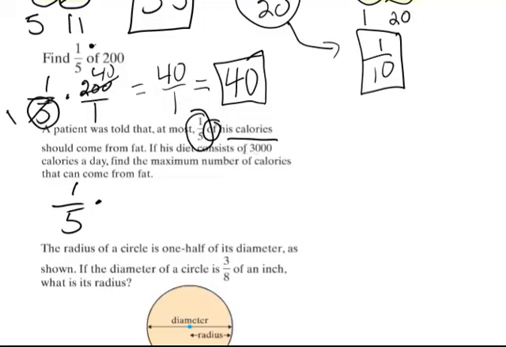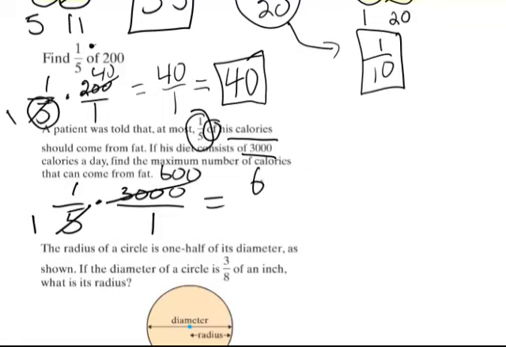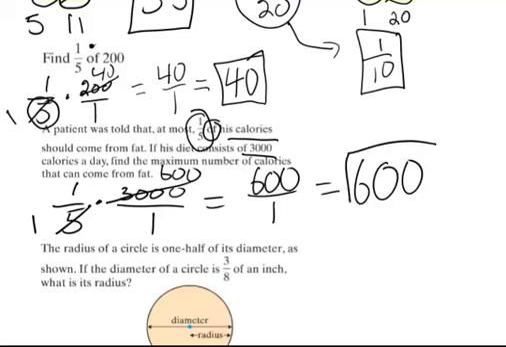So I'm going to write 1/5 of, which is to multiply, his calories. Well, his diet consists of 3,000 calories. So I'm going to write that over 1. I'm going to go ahead and reduce. 5 goes into 5 once. 5 goes into 3,000 600 times. When I multiply straight across, that's 600 over 1. Remember, when you divide by 1, you end up with your same number.